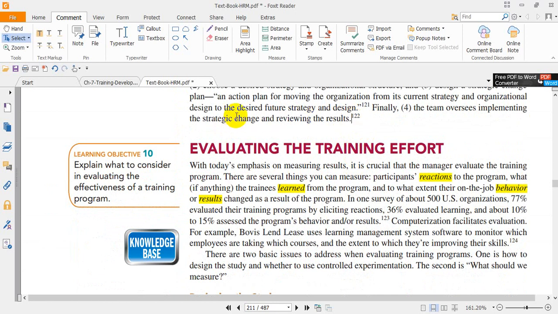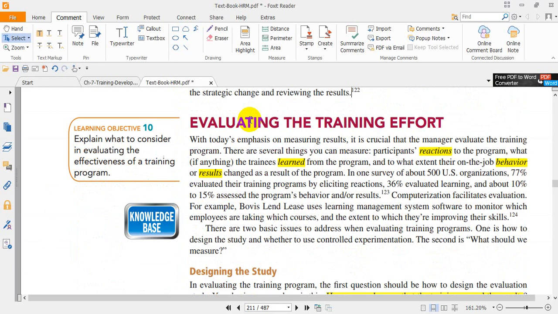The last section in this chapter, I will explain about evaluating the training effort, and with today's emphasis on measuring results. It is crucial that the manager evaluate the training program. It's very important to evaluate the training program. There are several things you can measure: participants' reactions to the program, what if anything the trainee learned, the behavior, and the results. So several things you can measure: the reactions, the learning, behavior, and the results.